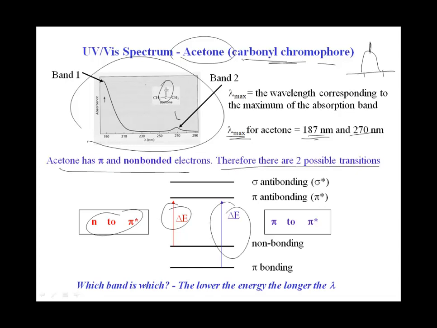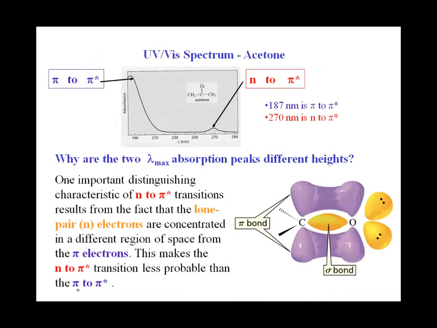So now you have to work out which band is which. It's simple. What you know is that the lower the energy, the longer the lambda. So the largest lambda here is 270, so you know that that's the lowest energy band. So that corresponds to the n to pi star, because that's going to be the lowest energy, and the 187 is going to be the pi to pi star. So that's the kind of analysis you need to do with these seven molecules.